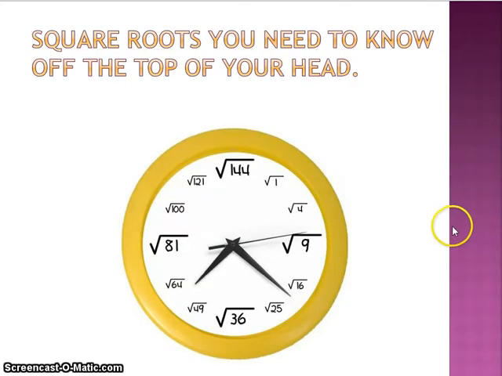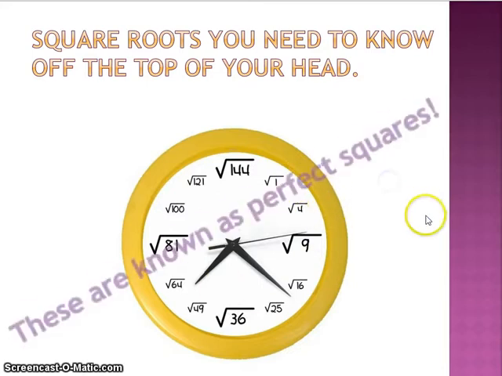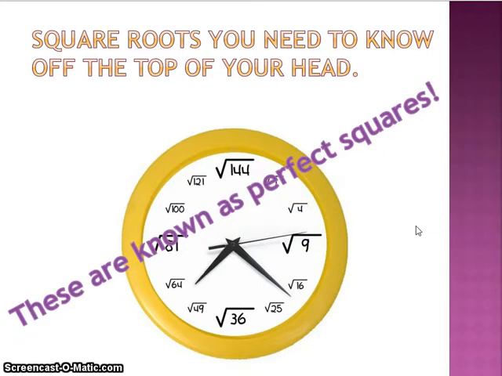Here are the square roots that you need to know off the top of your head. You saw something like this in the last lesson. You do need to memorize the first 12 perfect square roots or be able to generate them. 1 times 1 is 1, so the square root of 1 is 1. 2 times 2 is 4, so the square root of 4 is 2, and so on. These 12 are the first perfect squares.